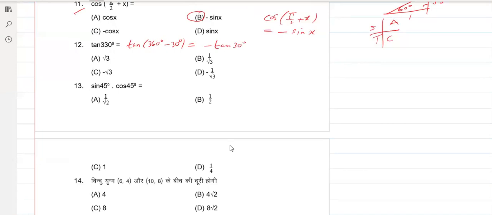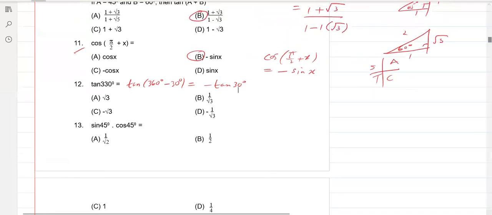If you remember what's tan of 30 degrees, let's just go up. I've drawn a triangle for 60 degrees, so you can just see here in the previous question. So 90 degrees was 30. Right, so tan of 30 is 1 over root 3. So what we get is negative 1 over root 3. Solution is D.